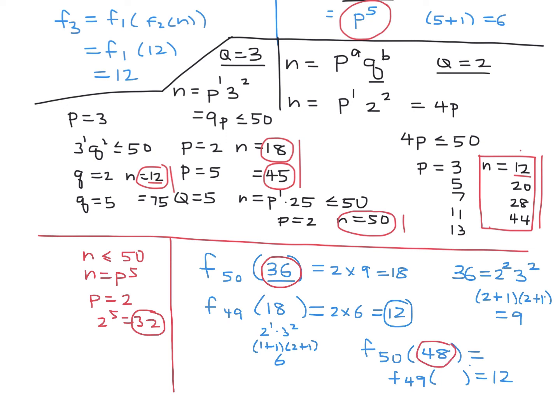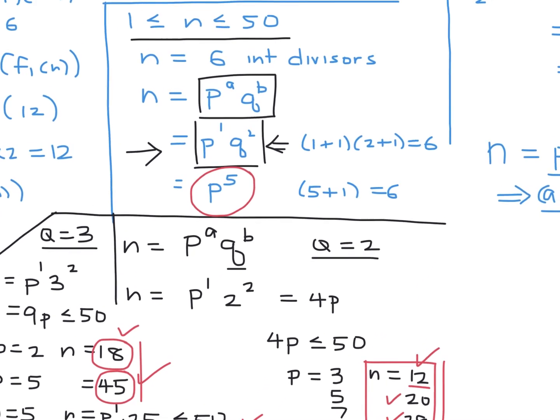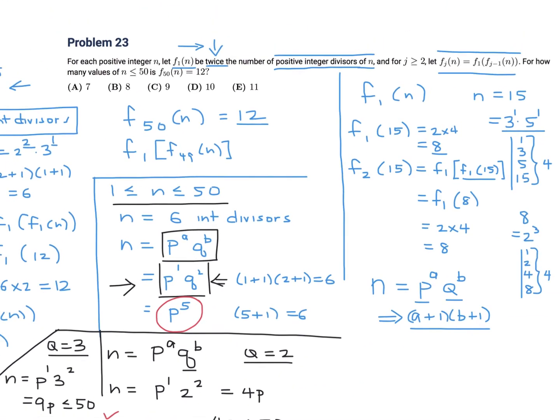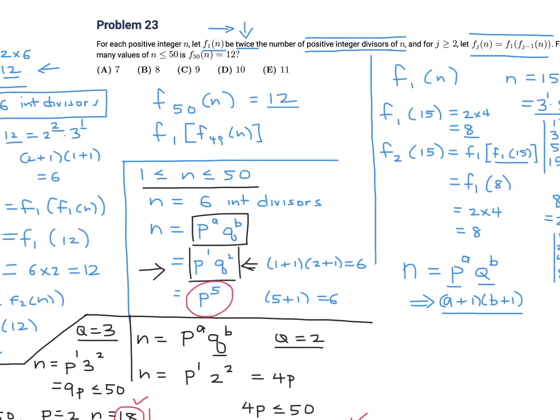So we have 1, 2, 3, 4, 5, 6, 7. This has already been counted. 8, 9, and 10. So 10 is the answer. And therefore number 23 is D.